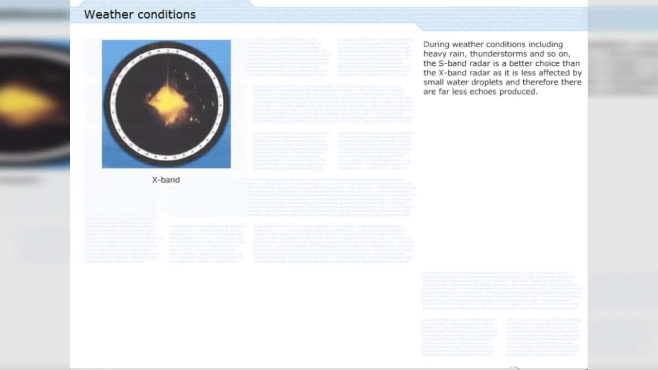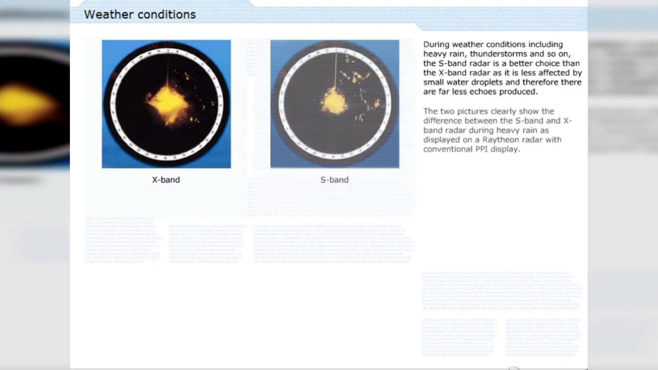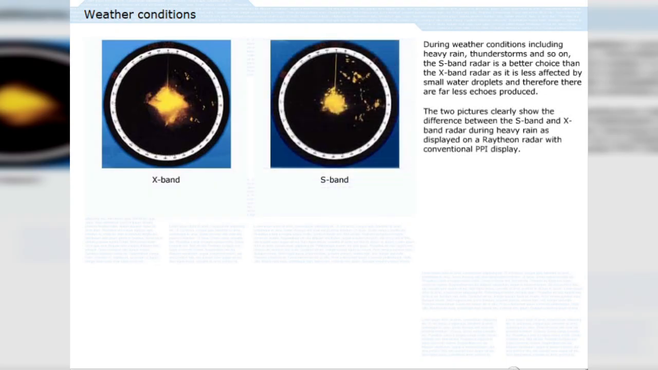During weather conditions, including heavy rain, thunderstorms and so on, the S-band radar is a better choice than the X-band radar, as it is less affected by small water droplets, and therefore there are far less echoes produced. The two pictures clearly show the difference between the S-band and X-band radar during heavy rain, as displayed on a Raytheon radar with a conventional PPI display.